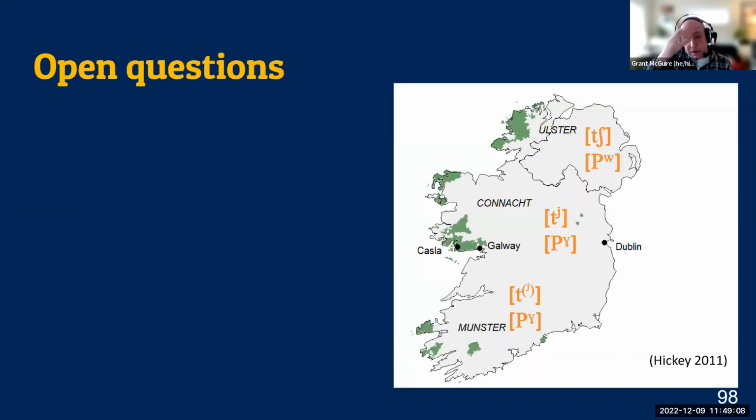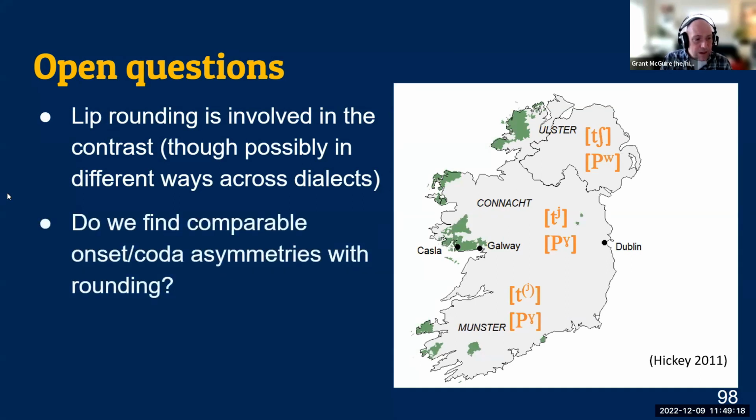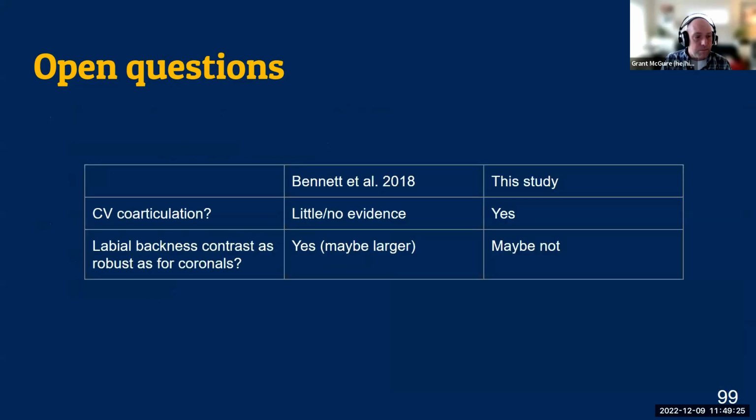So we have some open questions. So lip rounding is involved in the contrast. We don't have that data here for codas, unfortunately. So do we find onset coda asymmetries with respect to rounding?